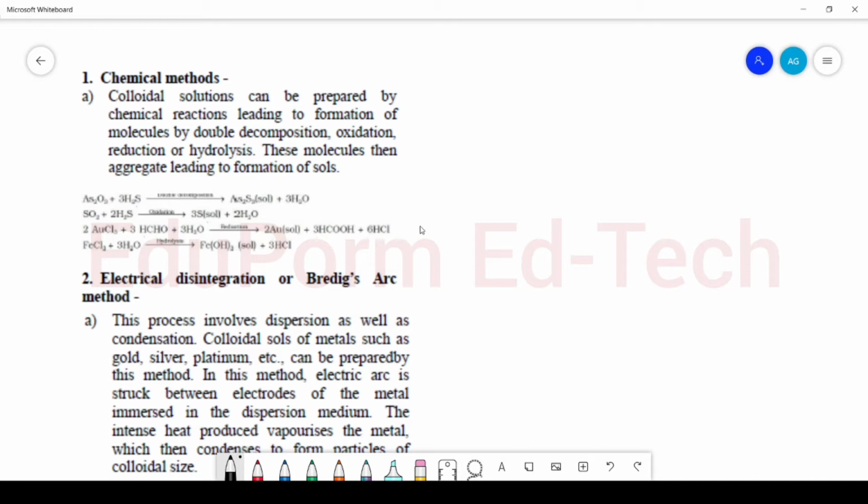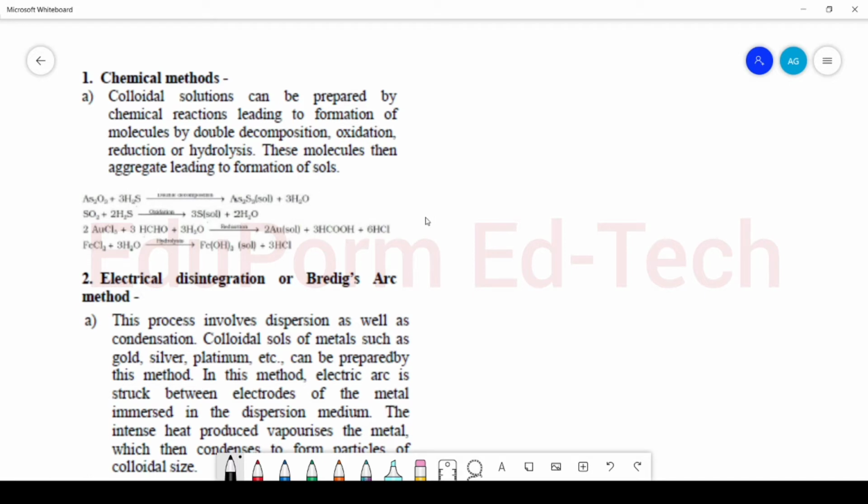In this lecture, we will study different methods for the preparation of colloidal sols. In the previous lectures, I discussed that there are two types of sols, lyophilic and lyophobic. Lyophilic sols can be formed readily, but the lyophobic sols cannot be formed easily and readily. So, these methods are basically for the formation of lyophobic sols, which are irreversible in nature and which require certain special processes for formation. So first we have the chemical method.